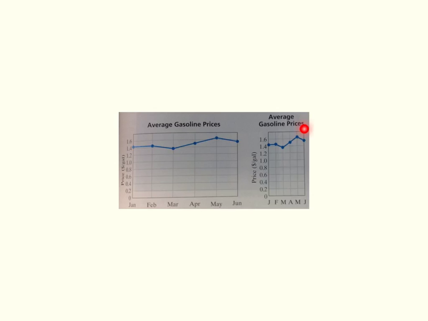That suggests that the prices are going up much faster than they actually were suggested by the graph on the left. Over here, we'd say, oh, the gas prices didn't increase by that much if you look at it from month to month. Over here, we'd say, whoa, big jump.